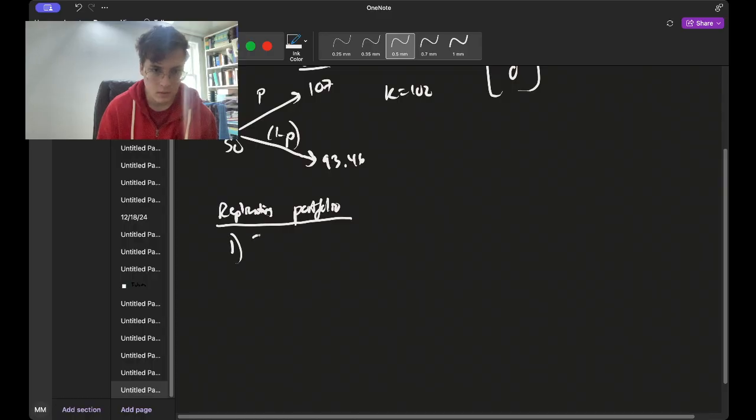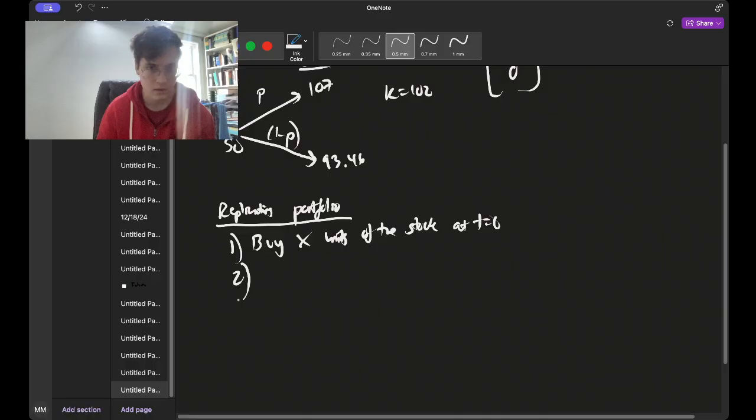Number one, buy X units of the stock at time equals 0. Again, we're constructing a portfolio based on time equals 0. We're making some decisions at time equals 0, and they will pay off somehow in the future. And then we can also buy Y dollars of a cash account.